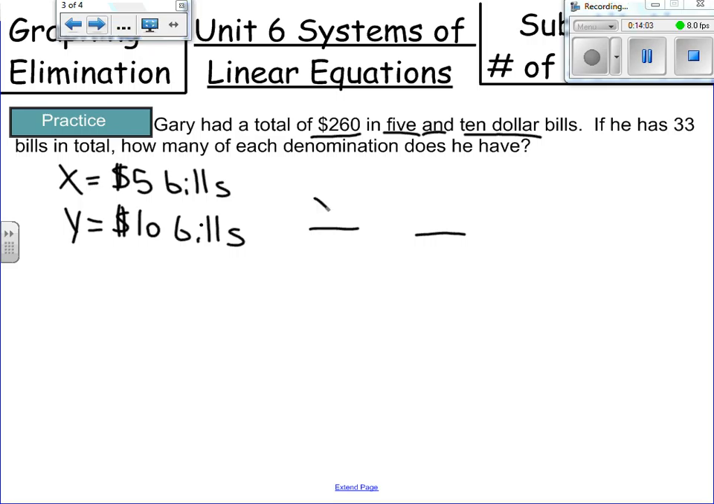That's saying the number of $5 bills I have plus the number of $10 bills I have is equal to $260. But that doesn't make sense. So what am I missing, Aaron? That would be our second equation because it says he has 33 bills in total. So we got our second equation by accident. Now let's try our first equation.